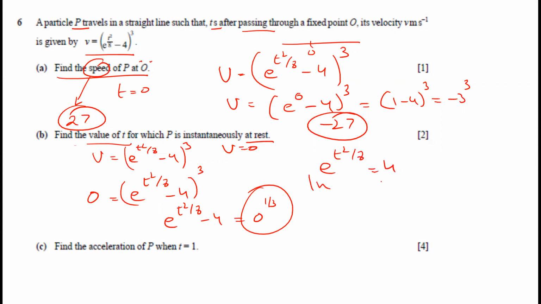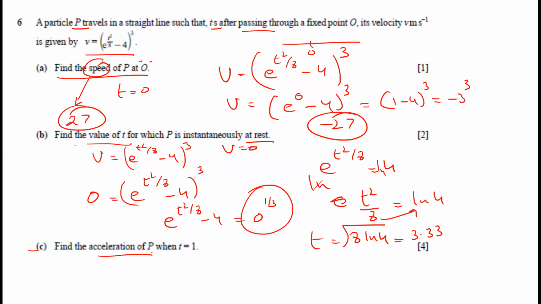So take ln on both sides. ln e will cancel out. So this would be t²/8 equals ln 4, or t equals the square root of 8 ln 4. So the 8 will go over here. So the square root of 8 ln 4 is 3.33.